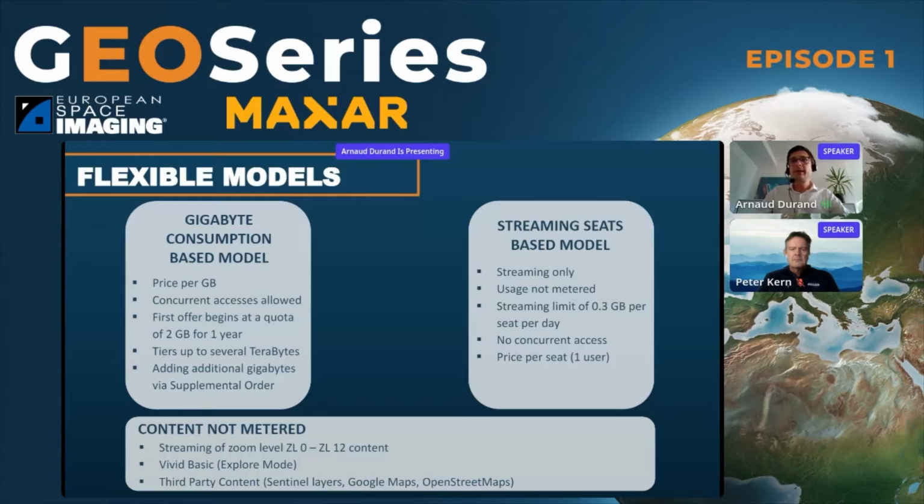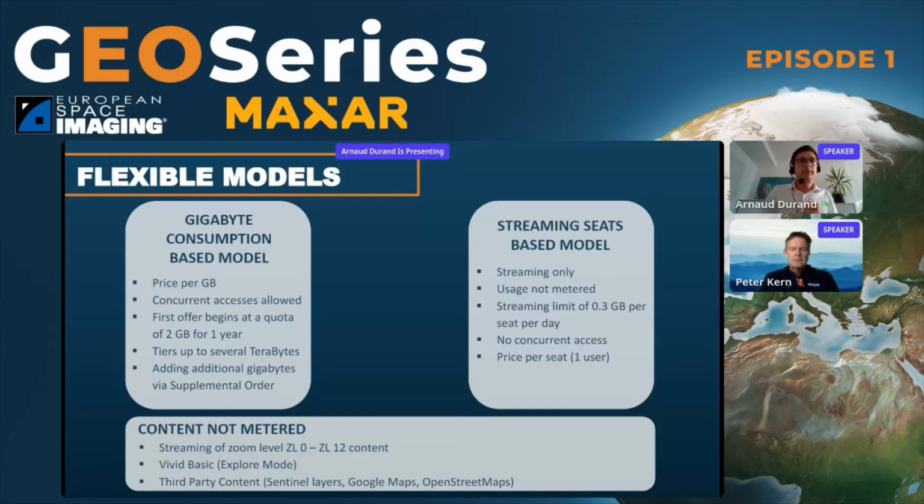The pricing model is flexible. There are two pricing models. The first one is the gigabyte consumption-based model. This model works exactly like the data plan of your mobile phone subscription. You purchase a quota of gigabyte that is available during the duration of your contract, and when you use the service, the quota is consumed. It's very simple.